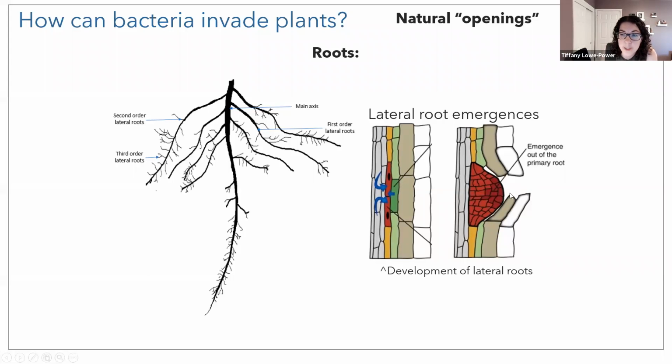Additionally, this is where nutrients will be leaking out a little bit more. And so bacteria that are able to do chemotaxis can sense the slightly higher gradient of nutrients, and they can move along the root towards those weak spots.